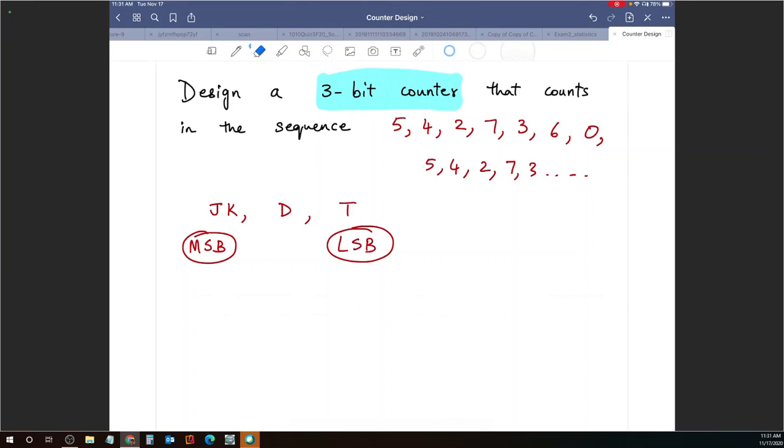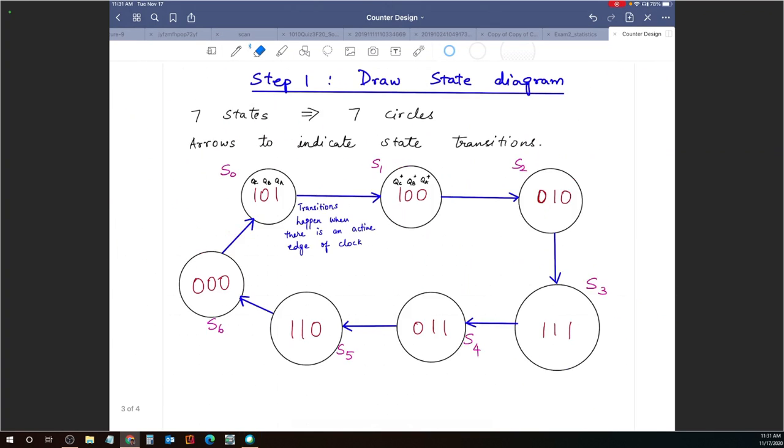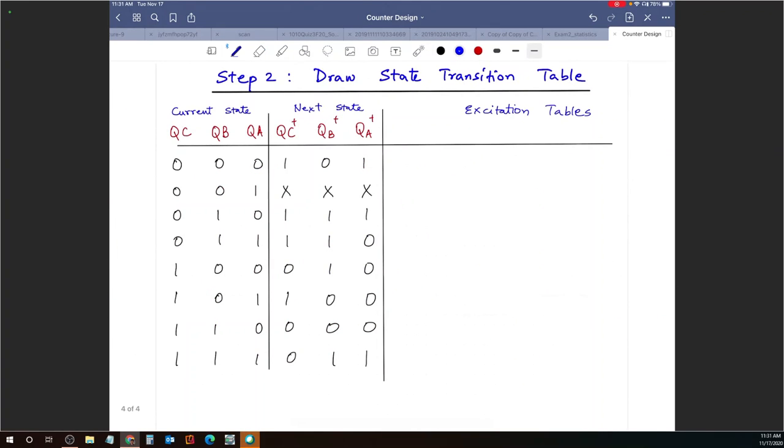I need JK to be for the most significant. So let's see. I'm going to denote that as JC, KC, right, for the C position, that's the most significant, I need J and K. Next, for B, we said we'll use a D flip-flop, so DB. And for A, we said T, so TA. All right.